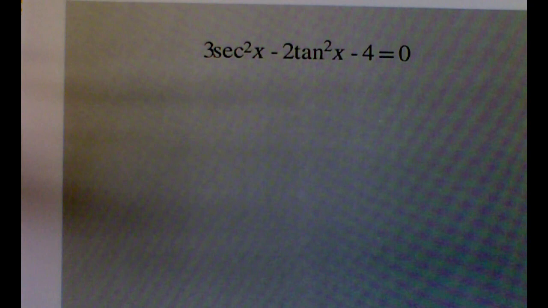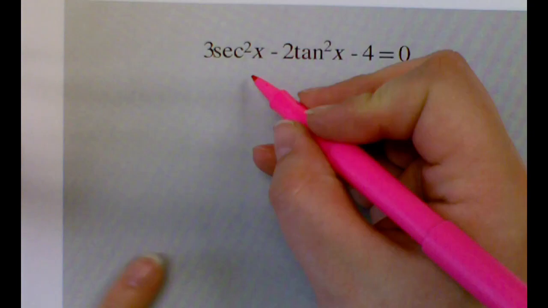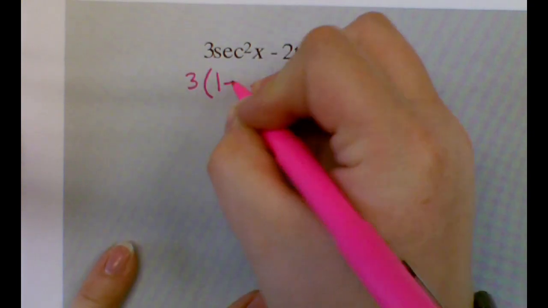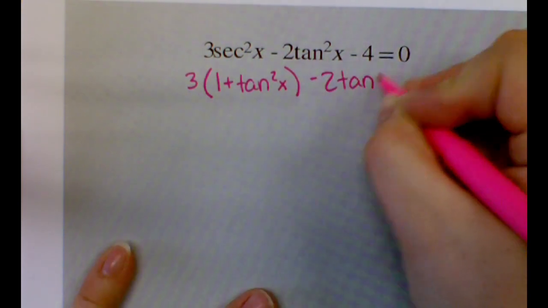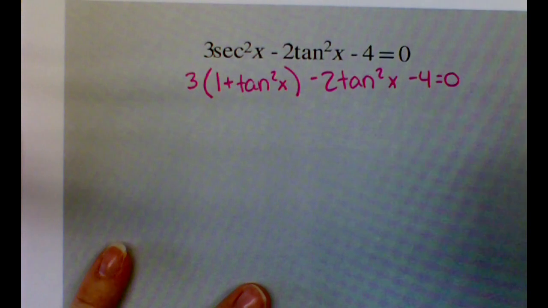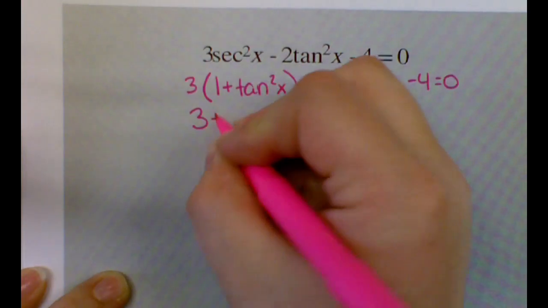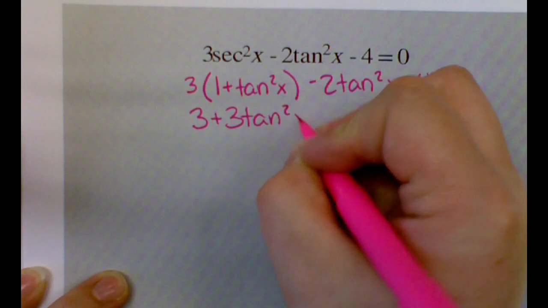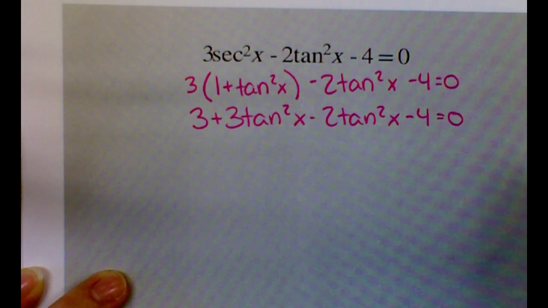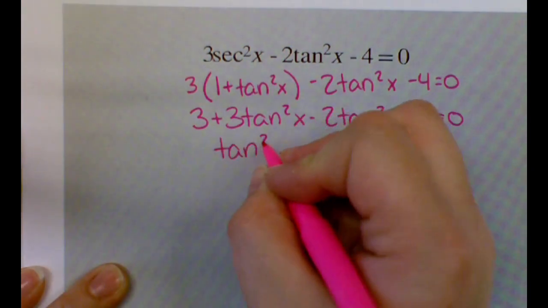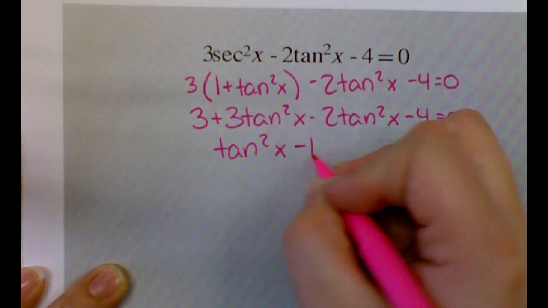Now let's try this. I have secants and tangents. Uh-oh, I need to choose one. I personally would rather work with tangents because those are easier to find on my unit circles usually. So I'm going to change secant squared into 1 plus tangent squared of x. Keep the rest the same. Let's distribute that 3. 3 plus 3 tangent squared of x minus 2 tangent squared of x minus 4. Combine my like terms, I get tangent squared of x minus 1.